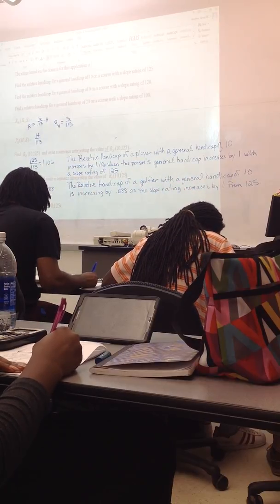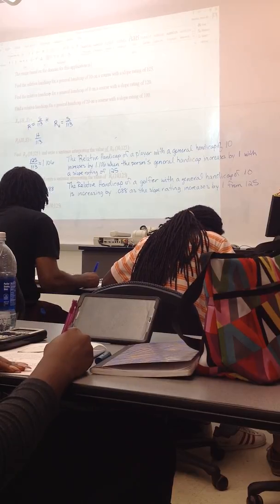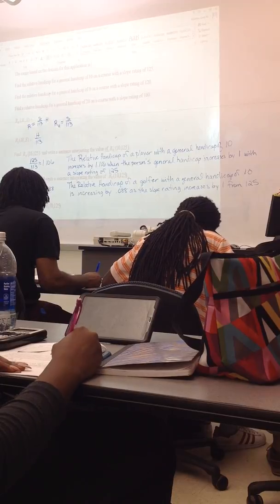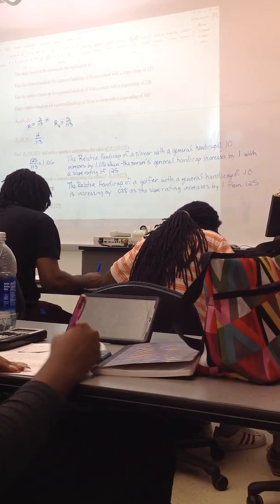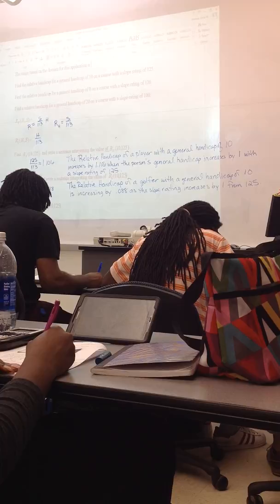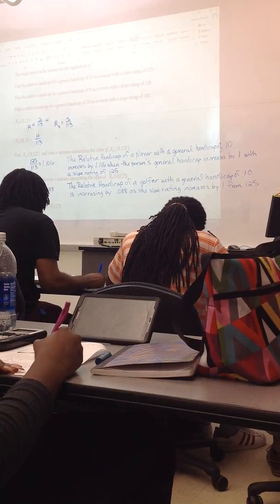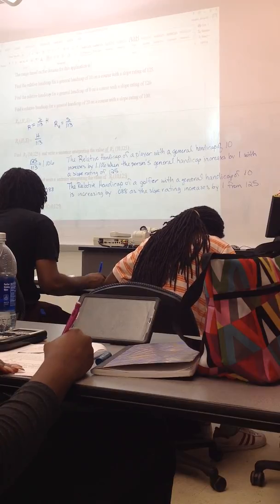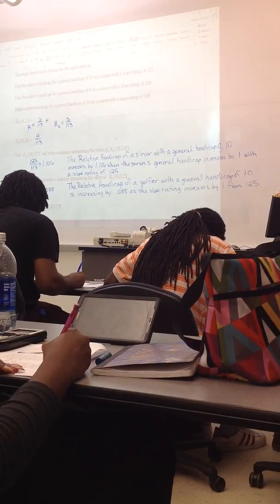Okay, so that sentence is explaining that 0.088 is how much the relative handicap changes if we increase the slope rating of the course. But again, it was important to point out you're talking about somebody with a general handicap of 10. Somebody with a higher handicap, this is going to be a higher rate of change.